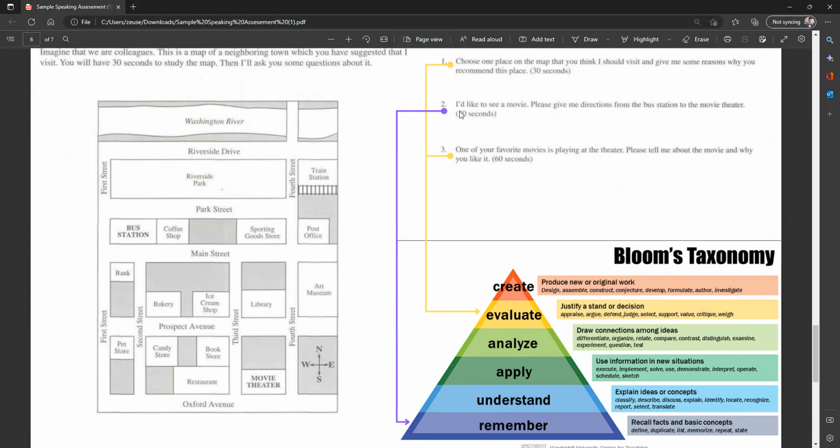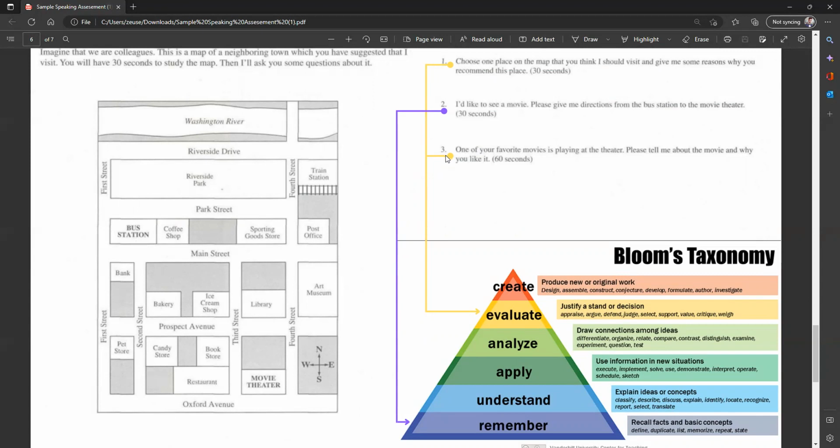So for question 2, I'd like to see a movie. Please give me directions from the bus station to the movie theater. For question 2, it is aligned on the remembering level, as it prompts the assessee to remember the directions of the map, as they cannot look at it again. Remember that the assessee is only given 30 seconds to study the map. So for question 2, they'll have to remember the details of the map to be able to give an answer for the directions from the bus station to the movie theater.